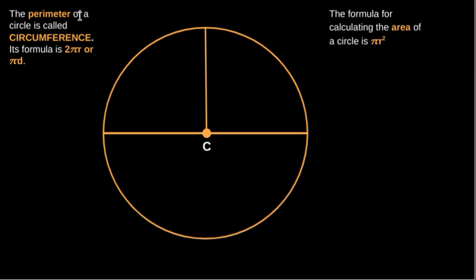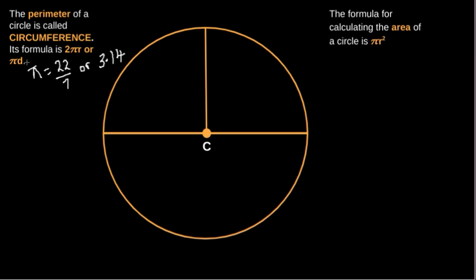Like I said earlier, the perimeter of a circle is called circumference. And the formula to calculate the perimeter of a circle is 2 pi r. 2 pi r. And pi can be written as 22/7 or 3.14. We can use any of this in our calculation. So let's imagine, the formula for calculating the circumference of a circle is 2 pi r or pi d.